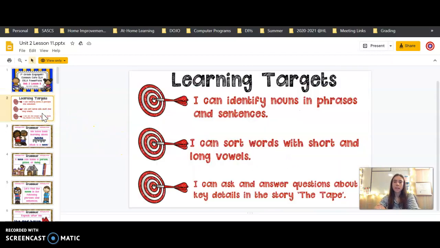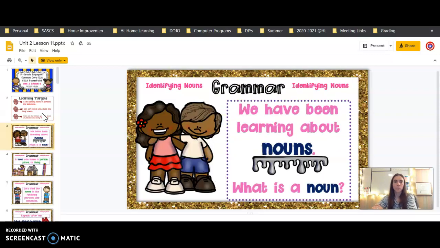Learning targets. I can identify nouns and phrases and sentences. I can sort words with short and long vowels. I can ask and answer questions about key details in the story, The Tape.